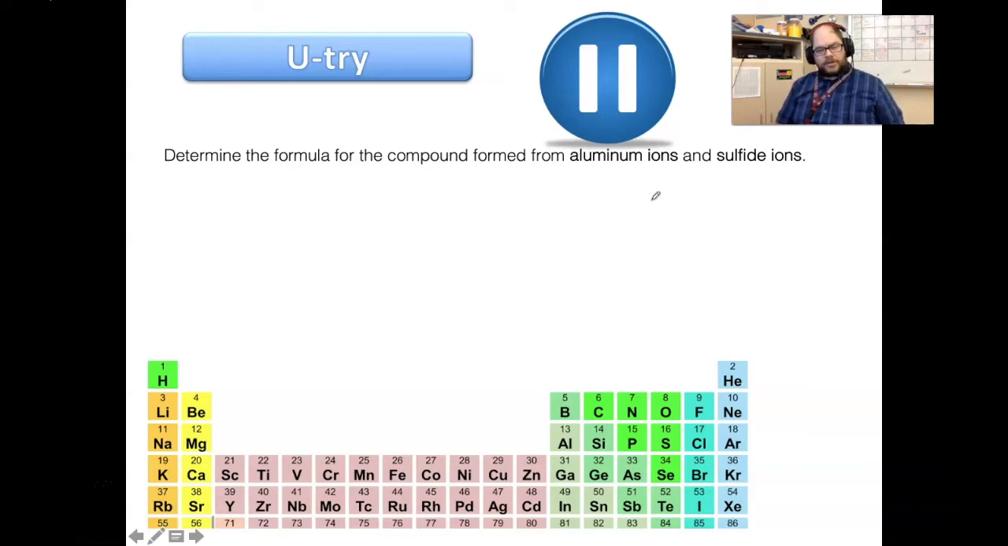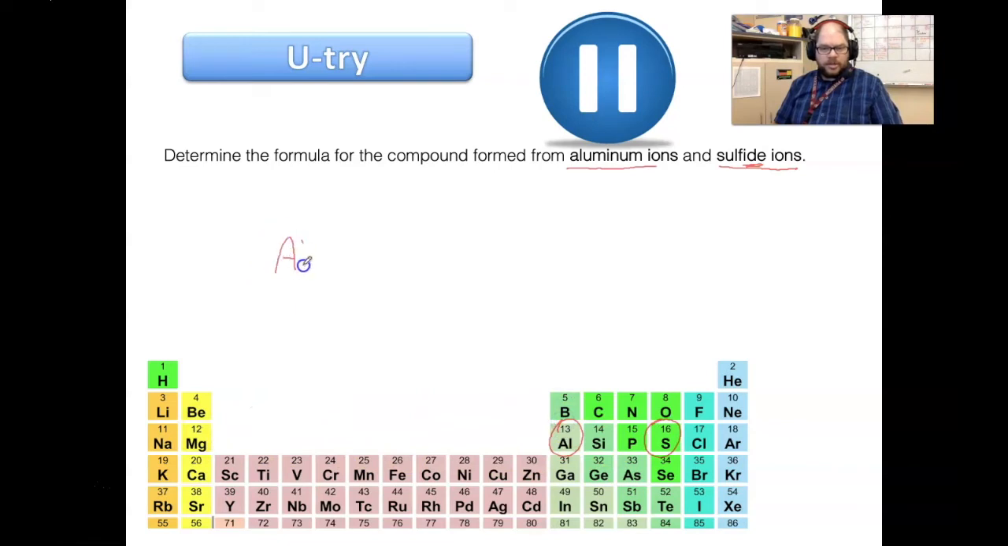Okay, I hope you were successful at that. Let's take a look at the solution here. So we have aluminum ions and we have sulfide ions. Notice it's "ide." We're going to learn about that when we talk about naming ions, but that just means it's from sulfur because it sounds like sulfur. So we got sulfur, we got aluminum.